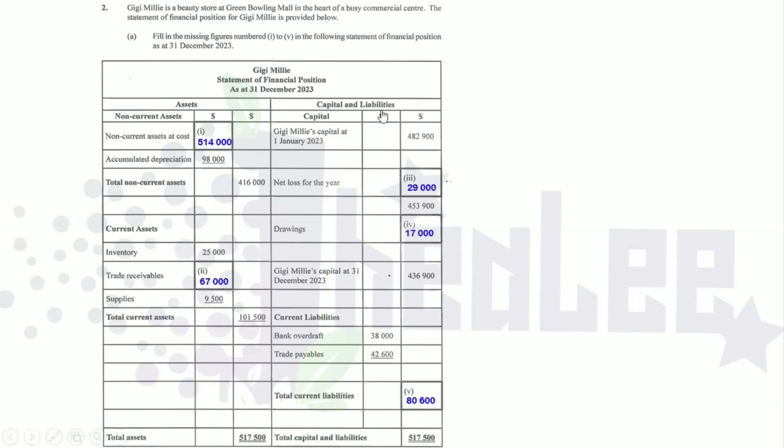And that is where we are required to use the information from the statement of financial position on the previous page, which is on page 5, to calculate each of the following for Gigi Millie as at the 31st of December 2023. And you're asked to show all working clearly. Now, the first thing that you're asked to calculate is the working capital. How do we find working capital? That is simply current assets minus current liabilities.